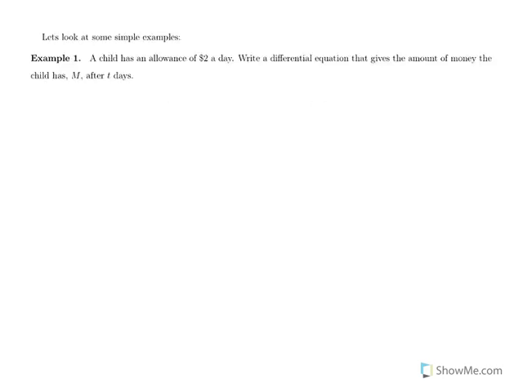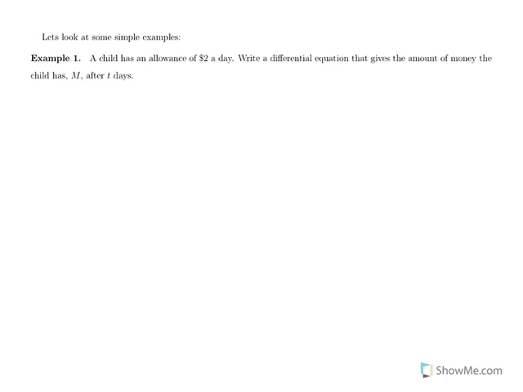So to start, let's look at some very simple examples. The first example is a child has an allowance of $2 a day. We're going to write a differential equation that gives the amount of money the child has. We're going to call that value m after t days. Note that this is a very simple example, but we're going to get harder on the next page and then in the next video as well.